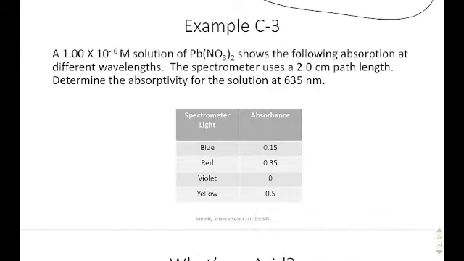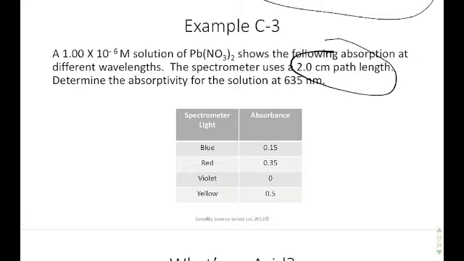In example C3, it says a 1 times 10 to the minus 6 solution of PbNO3 shows the following absorption at different wavelengths. It says the spectrometer uses a 2 centimeter path length. Determine the absorptivity at 635 nanometers.